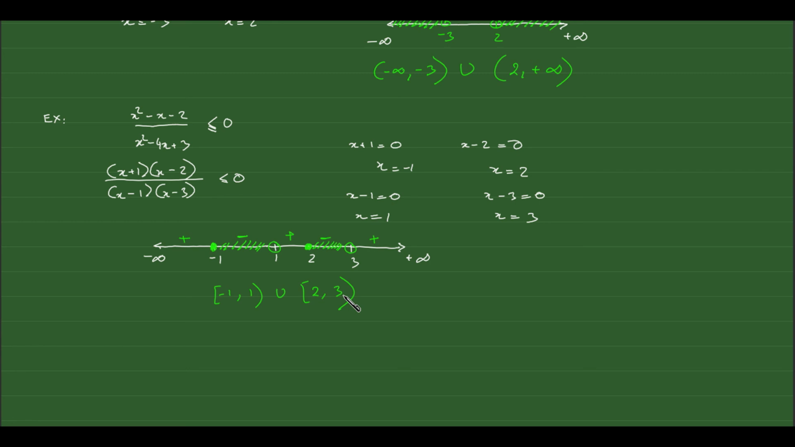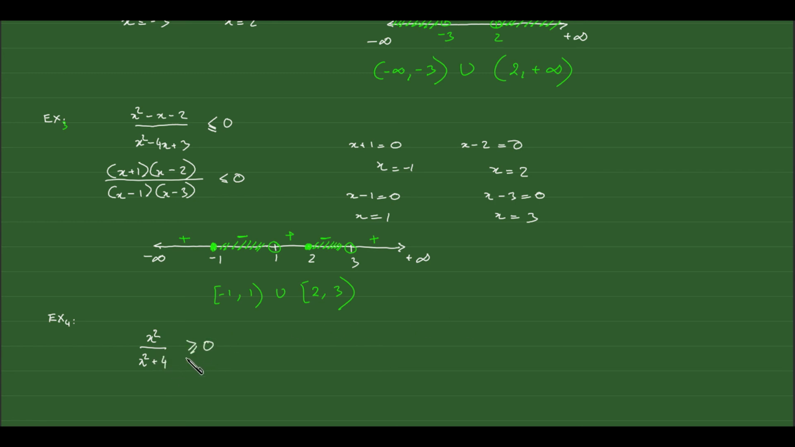Alright, so I guess that's all. That's how we use the number line to solve rational and polynomial inequality. Let me give you the last one. This one is a very special case right here. So you have x squared over x squared plus 4 greater than 0.